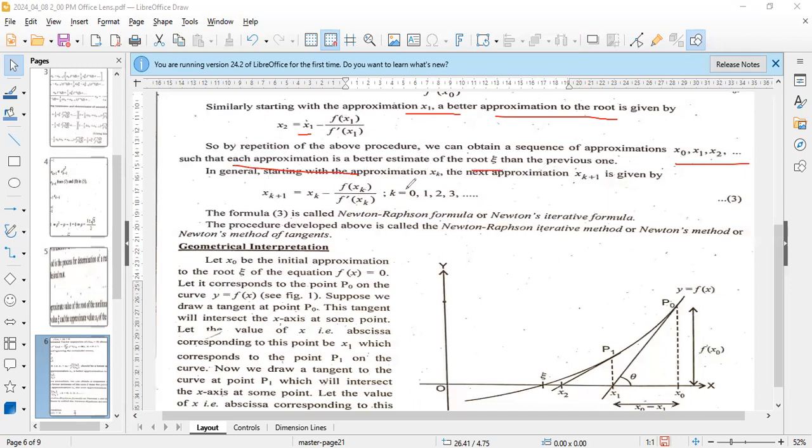In general, starting with the approximation xk, the next approximation xk plus 1 is given by xk plus 1 equals xk minus f of xk upon f dash xk, where k is 0, 1, 2, 3, and so on. We have given this equation number 3.